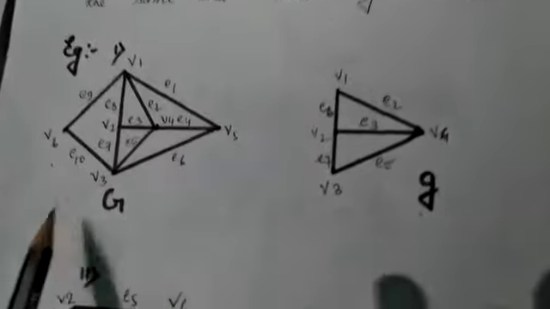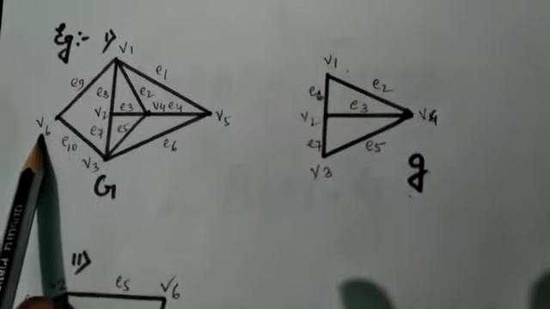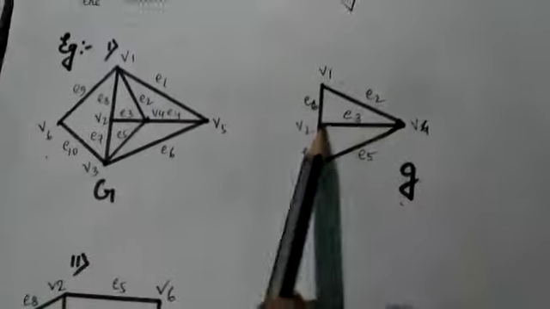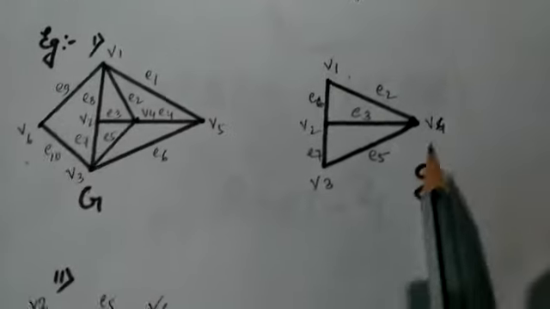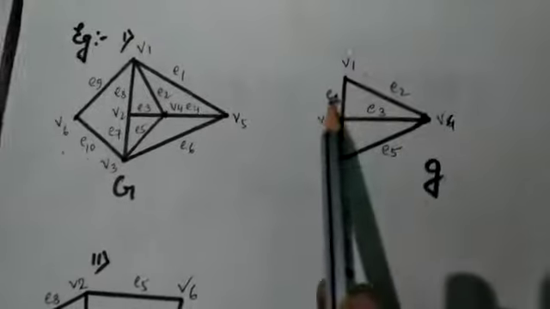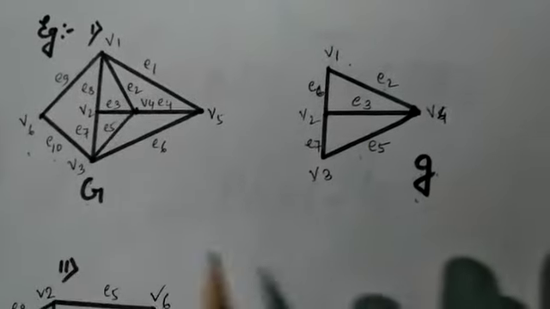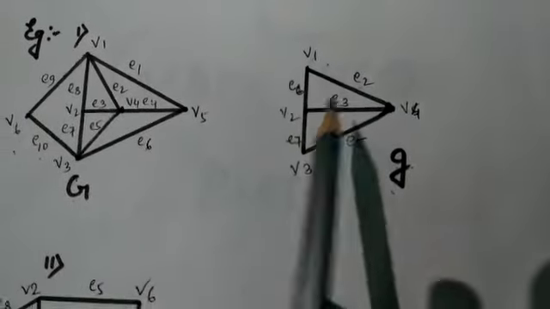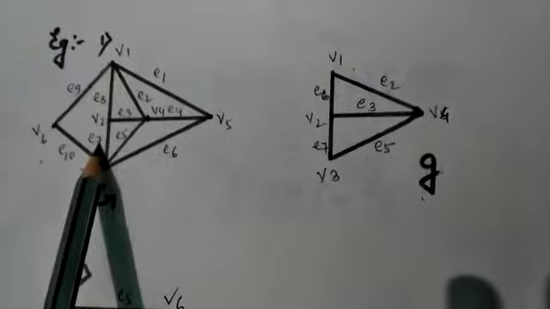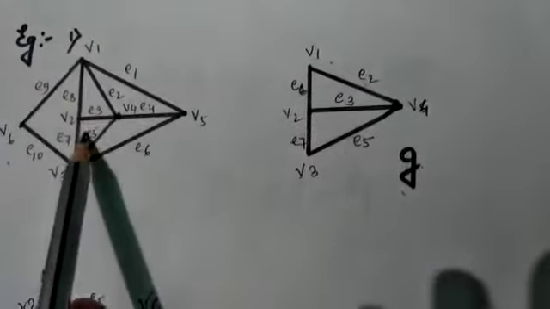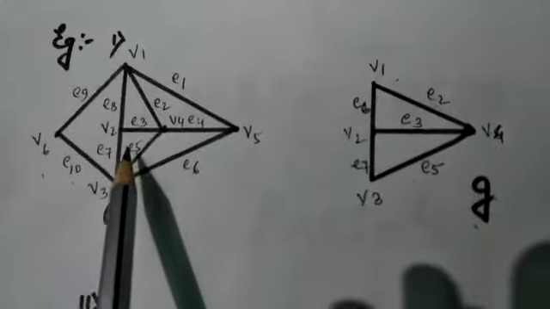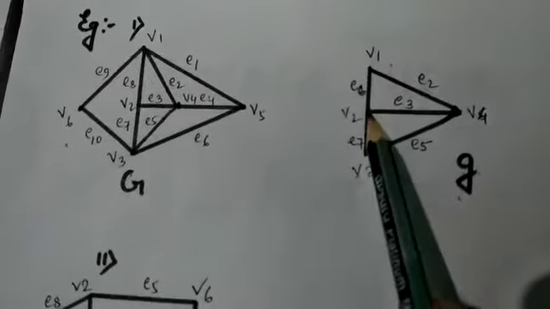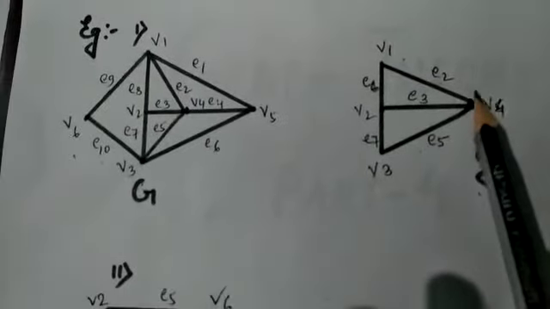Here we have a graph G of 6 vertices and 10 edges, and a part of this graph is taken as small g, having 4 vertices and 5 edges. All vertices and all the edges of this graph are in the original graph G, and each edge of this graph has the same vertices V1, V2, V3, V4 as in G.